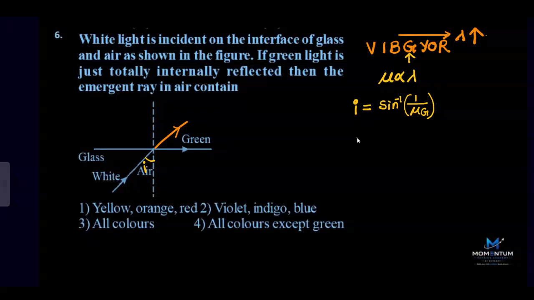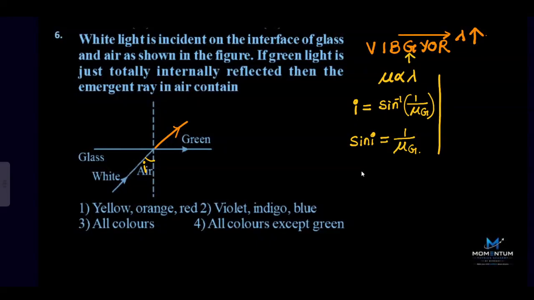So we can say sine I equals 1 by mu g. So this is the angle of incidence. I is the angle of incidence for each case. Now let's find the critical angle. TIR can happen only if the angle of incidence is greater than the critical angle.